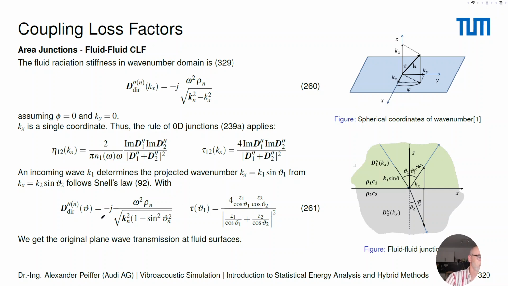So if we express our radiation stiffness by the characteristic impedance, and using this angular forms of the incident angle and the transmitted angle, we would get this transmission coefficient formula. And this is exactly the same solution that we have derived by wave theory several sessions before. I think it was session number 4 or 5 or something like that. Good. What have we proven? We have shown that our coupling loss factor fits the usual physics, which should be the case. Otherwise, we would be in trouble.